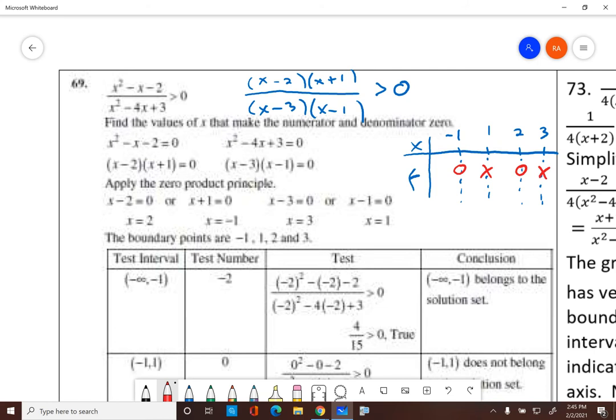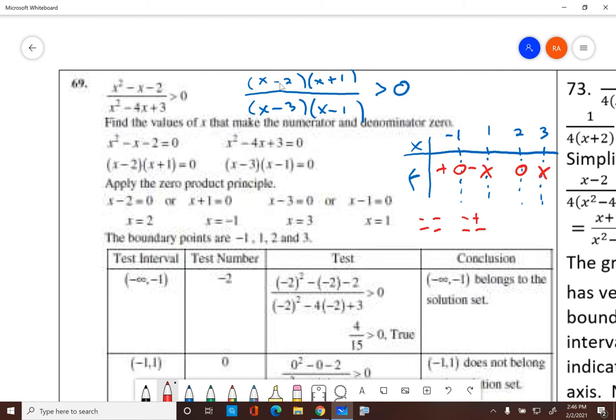Okay, so let's check a number to the left of negative 1, like negative 100. Negative, negative, negative, negative: if you multiplied the signs of all of those together, that's going to be positive. A number between negative 1 and 1, like 0: negative, positive, negative, negative. If you took all of those signed numbers, multiplied and divided them, you'd wind up with a negative.